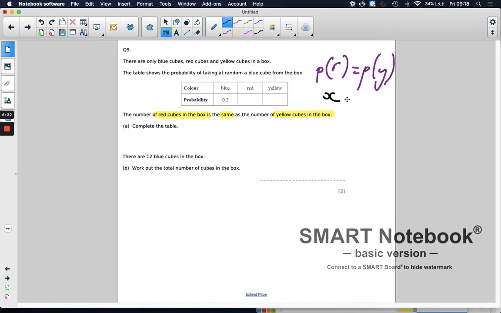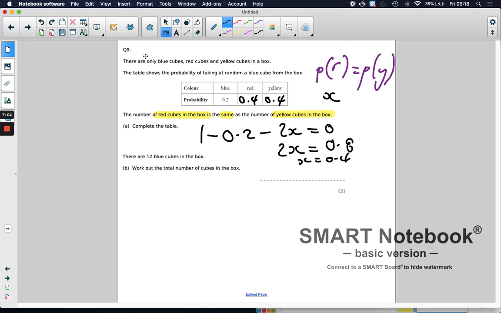Now I can call them both x if I want to, and that means that in total I'm going to have 1 minus 0.2 minus 2x, and that needs to equal 0. Or I could say that 0.2 plus 2x needs to equal 1. If I add 2x to both sides, I get 2x is equal to 1 minus 0.2, which is 0.8, so x is 0.4. I can just put 0.4 in both. I know the probabilities need to sum to 1 because there's only blue, red and yellow cubes in there.